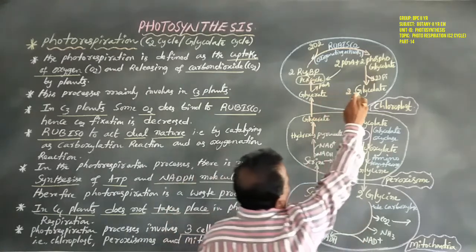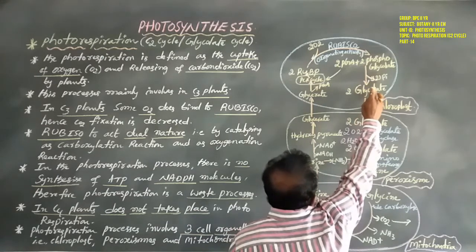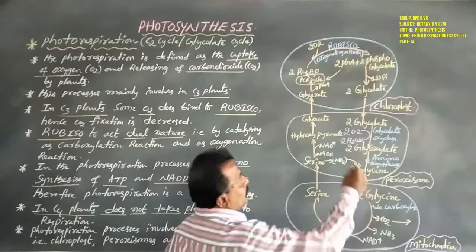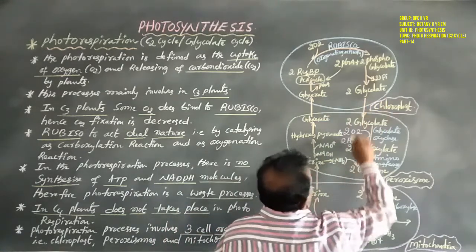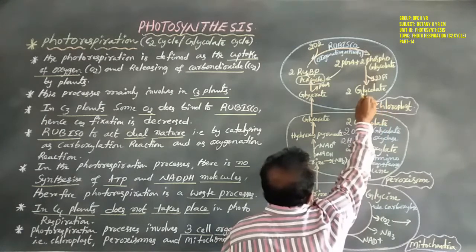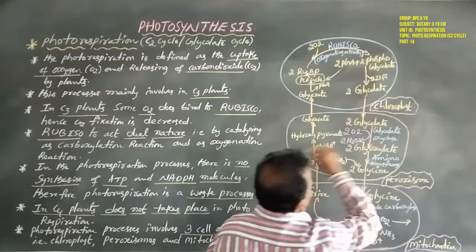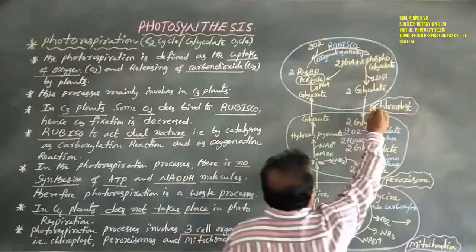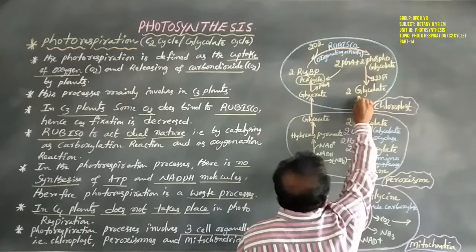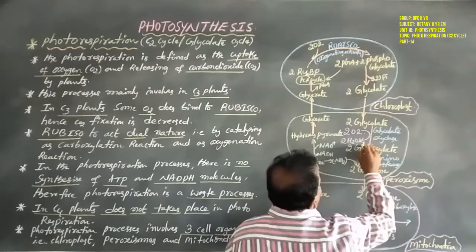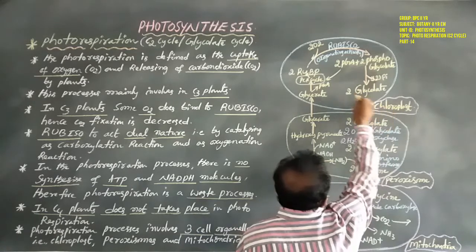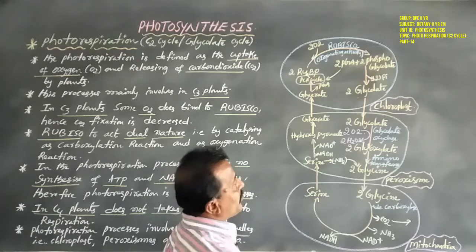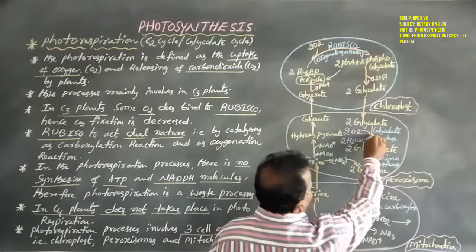So the 2 molecules of phosphoglycolate are dephosphorylated to form 2 molecules of glycolate. So the 2 molecules of glycolate in the chloroplast will be transferred into another cell organelle, that is the peroxisome. By this, the chloroplast containing 2 molecules of glycolate transmits them into the peroxisome cell organelle.